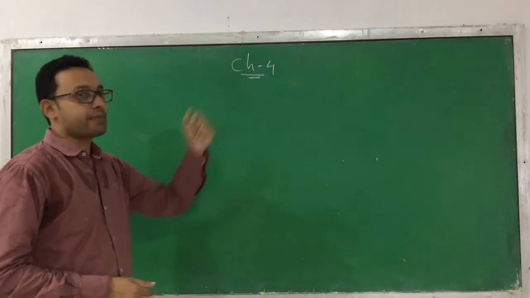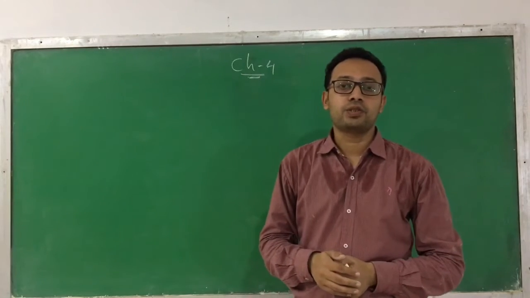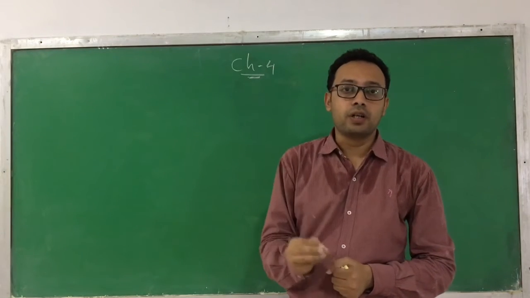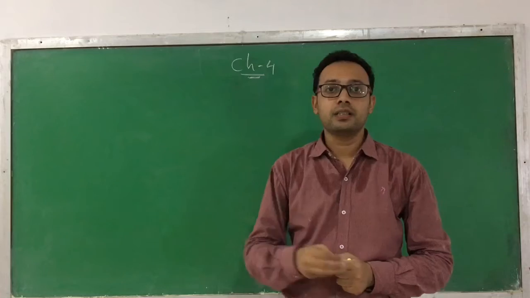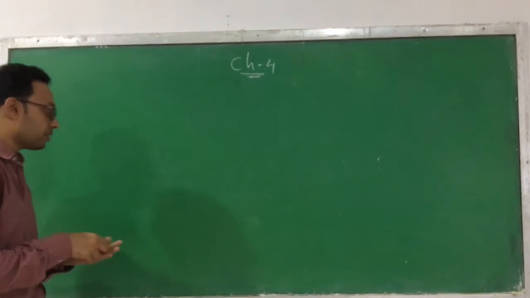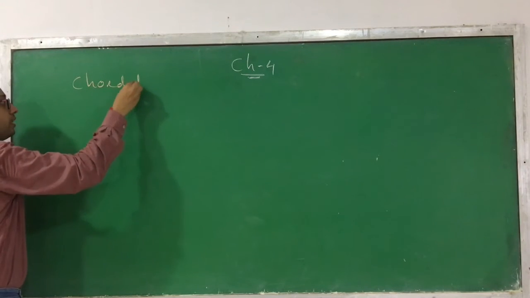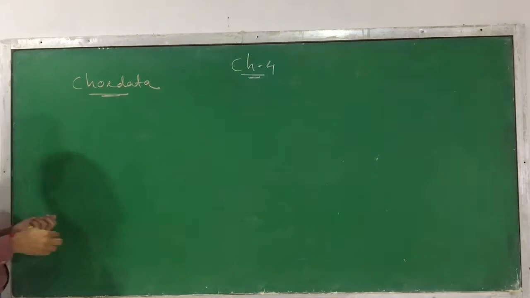We were discussing chapter number 4, Animal Kingdom. In this chapter, in the previous session, we have finished with molluscs, echinodermata and hemichordata. Now we are going to start with an important phylum. It's called chordata. So let's discuss the characteristics of this chordata.